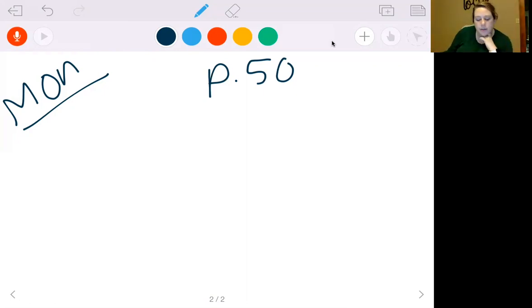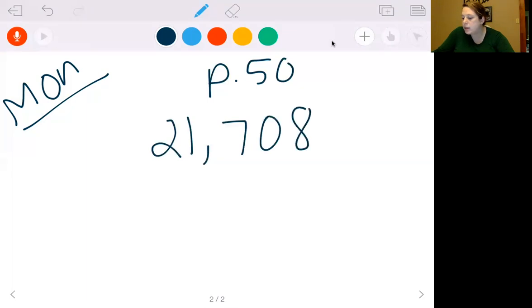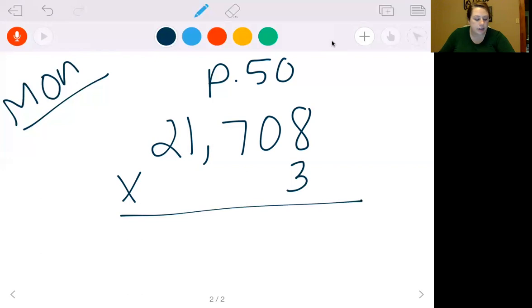It says each of 3 classes uses 21,708 milliliters of distilled water in a science experiment. How much distilled water is used altogether by the 3 classes? We're not going to estimate, so we're going to skip that part, but we're going to multiply to figure it out. So we're going to write 21,708 times 3.